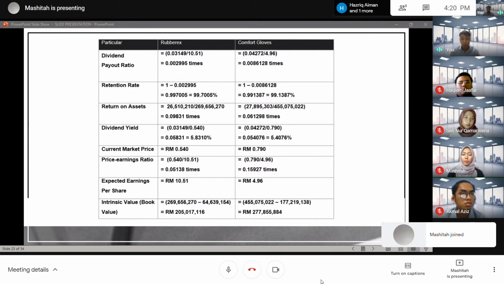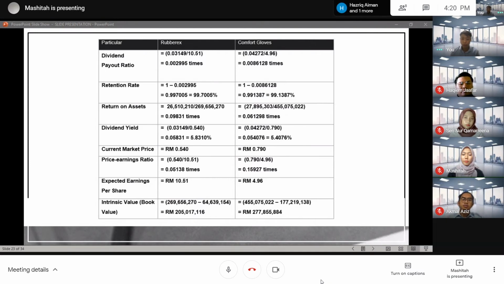Next is the current market price. The current market price for Rubberex is 0.54 ringgit, and for Comfort Gloves it is 0.79 ringgit. Comfort Gloves has a higher current market price compared with Rubberex.